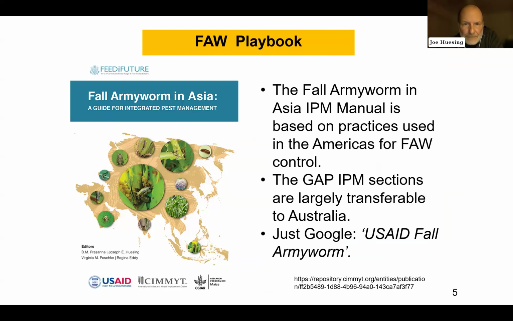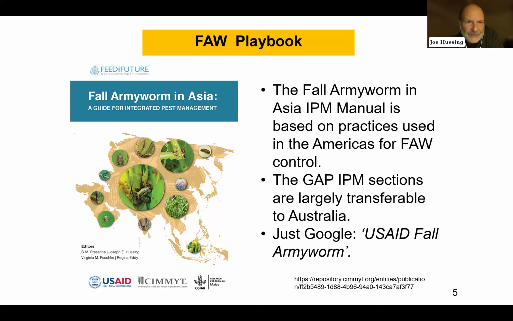Next slide, please. Much of what I'm going to talk about today is written about in detail in the Fall Armyworm Guide for Asia. USAID paid to put this together with CIMMYT. What I can tell you is all the chapters in that manual on good agricultural practices, integrated pest management, and pesticides are taken straight out of the playbook that would be used in the Americas for control of fall armyworm, using synthetic and other types of pesticides to control this pest.